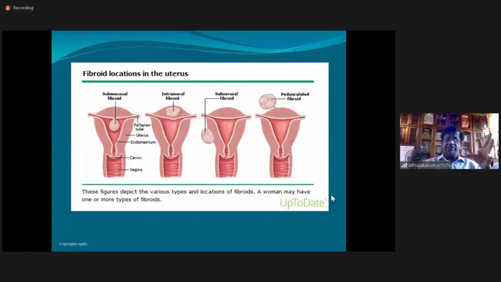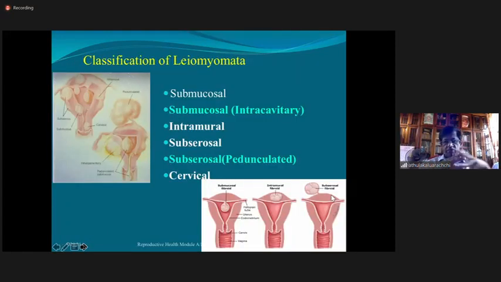Now it can be classified depending on the location. It's classified as submucosal, intramural, subserosal or pedunculated fibroids. It can also be classified with the new classification system, the PALM-COEIN classification, which I'll come to. If it projects into the uterine cavity, it's submucosal. If it grows within the uterine muscle, it's intramural. Or if it grows out of the uterine surface, it's subserosal.